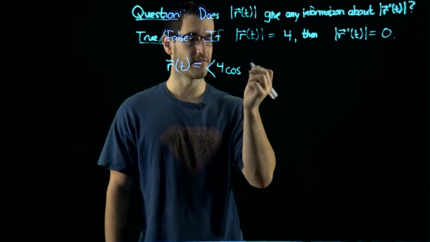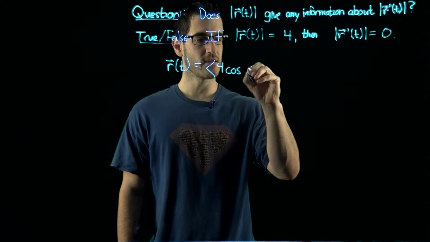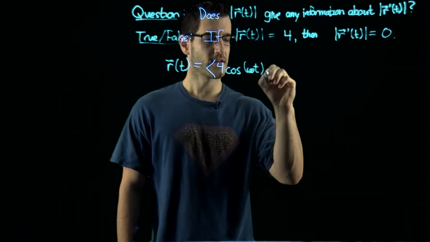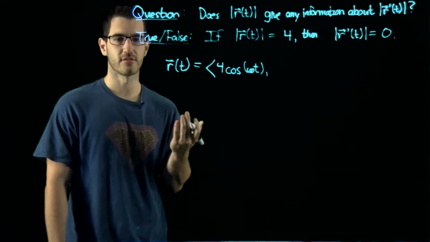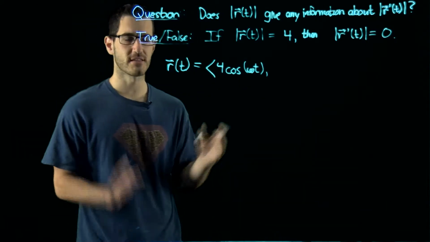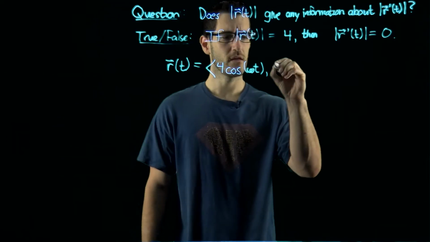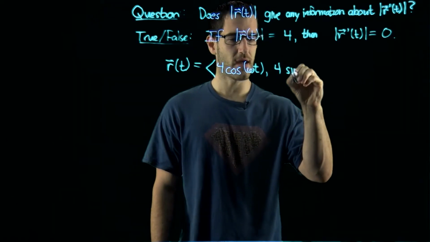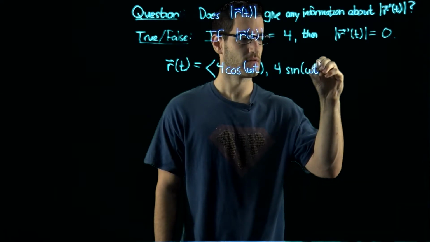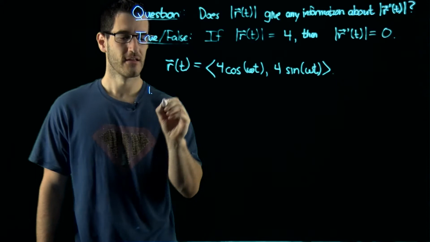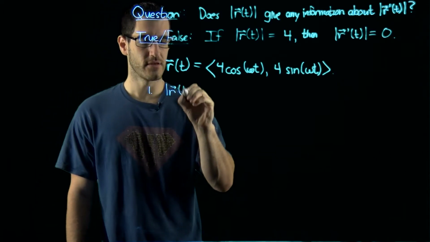We need a radius 4. And on the inside here, I'm just going to put in omega. If you've taken a class in physics before, you can think of this omega as an angular speed. Otherwise, just think of it as a number that I put in there for whatever reason. So here's a way to parameterize a circle of radius 4. And to convince you of that, let's actually compute this magnitude.